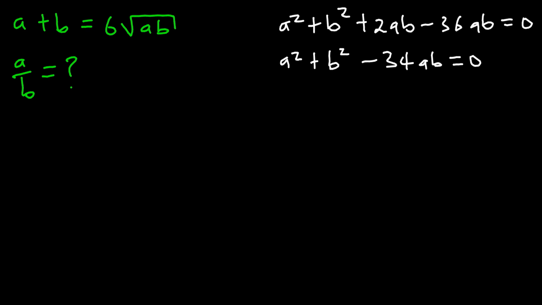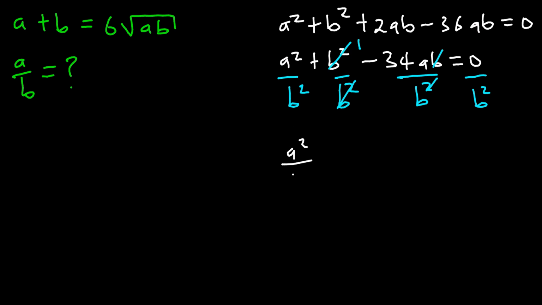And at this point, we can divide through by b to the power of 2. This will cancel with that, and we shall remain with 1. And also this will cancel with that. This will give us a to the power of 2 divided by b to the power of 2, and then plus 1 minus 34a divided by b, and this will be equal to 0.